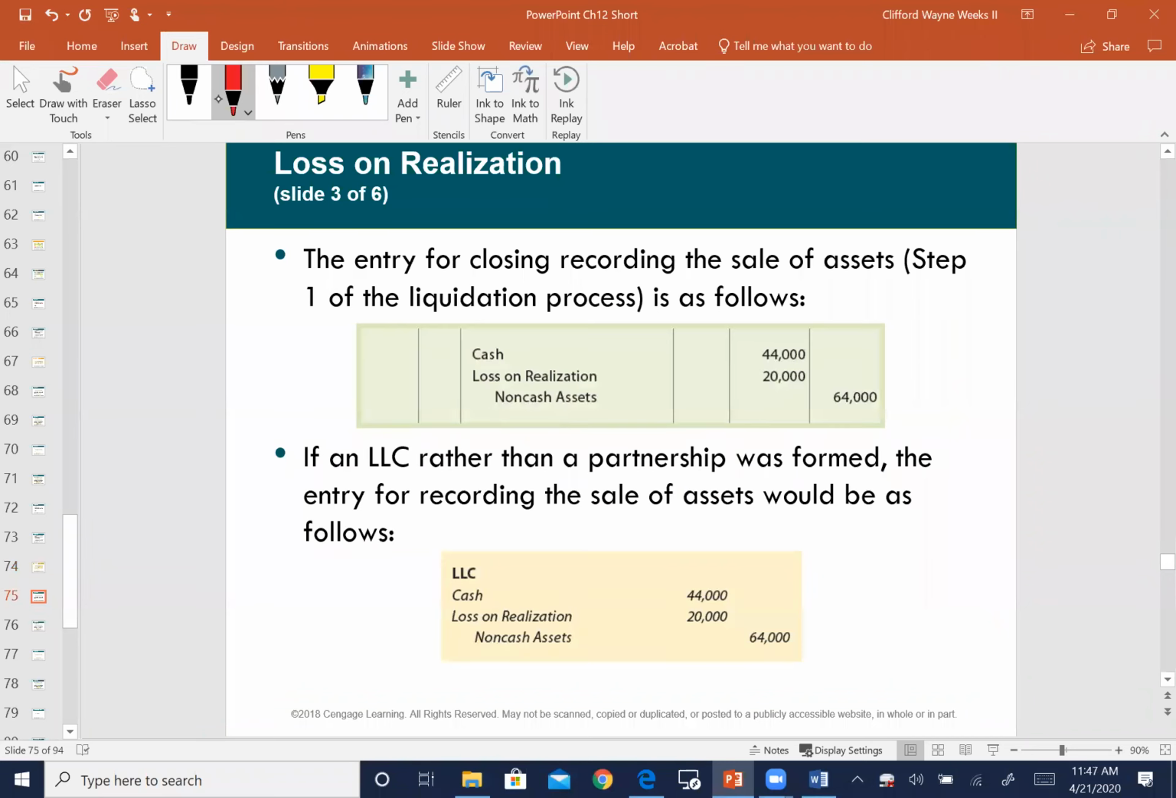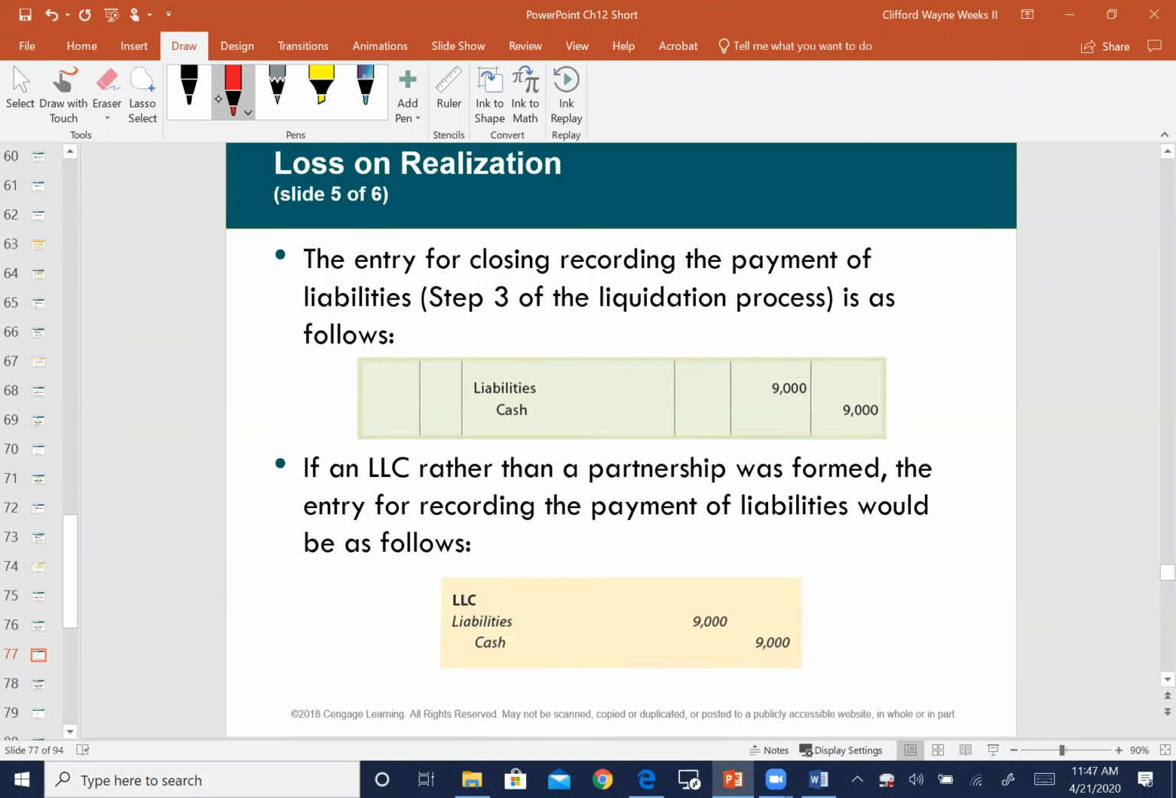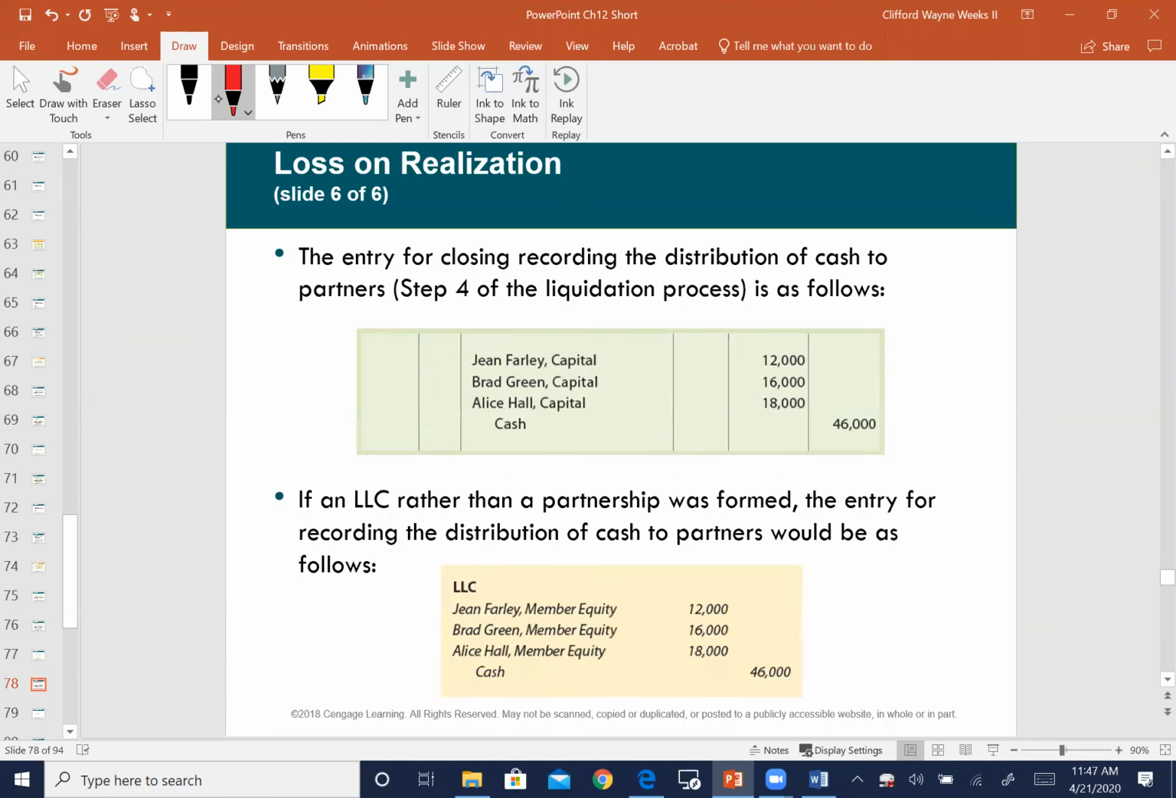So the journal entries: we took a loss instead of a gain on the previous example. We allocate that loss to the owners based on their partnership agreement. We pay off our liabilities, no different. And then we allocate the cash to the owners, not based on the partnership agreement, but based on their capital balance.